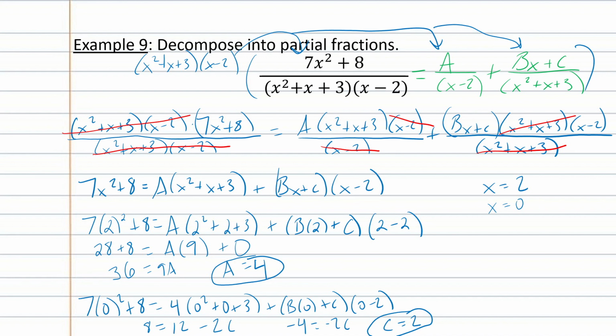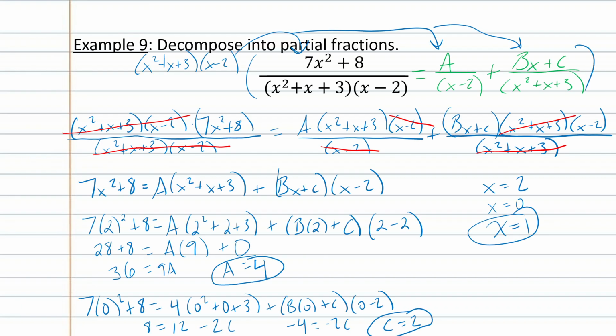Just need to go back and solve for b. All right, so I'm going to input my a value, I'm going to input my c value, and then I'm going to choose any random x. The x I'm going to choose is 1, once again, just to make the b term simple. So I'm going on to the next slide so that I can do that. All right, so I'm going to rewrite it so we know where we're plugging it. 7x squared plus 8 equals a times x squared plus x. I think it's plus 3. Yep.